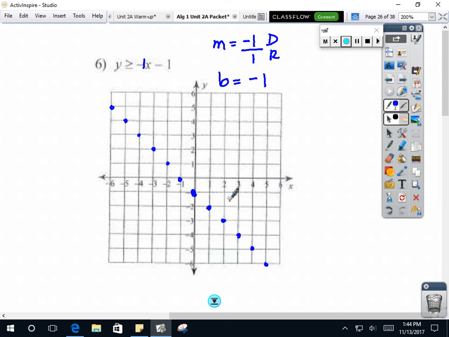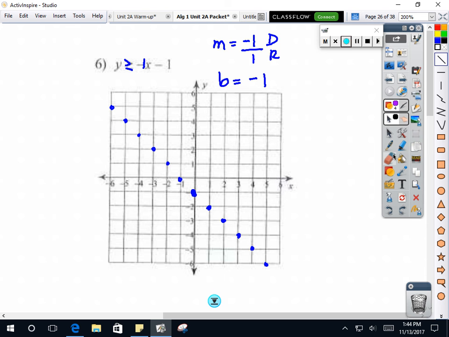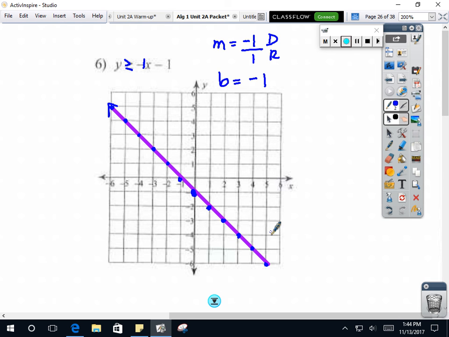Now, this is the first time that our inequality has had an equal to bar, greater than or equal to. So for that reason, just like we did a closed circle on the number line, you are going to do a solid line. Now, pick a point on the solid line. -4, 3 will work. That's on the line. That's our x value. That's our y value.